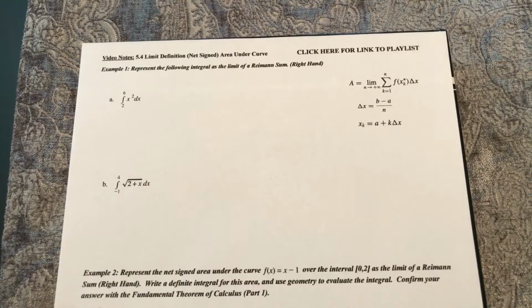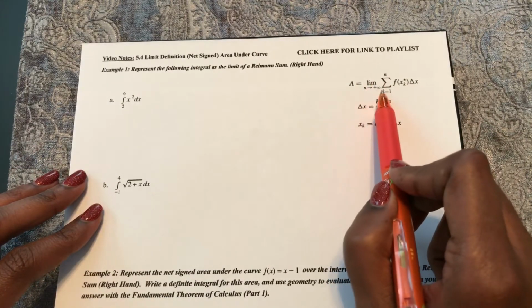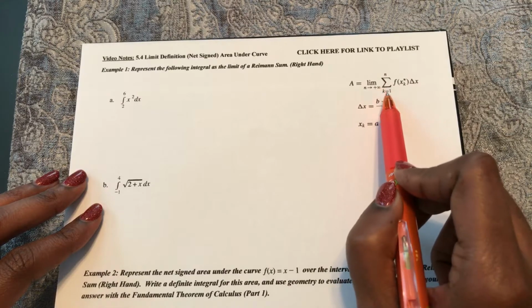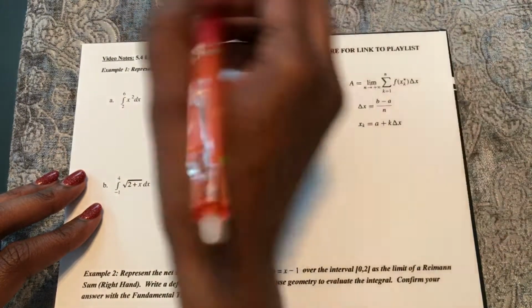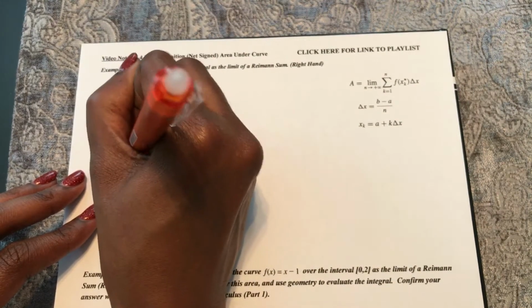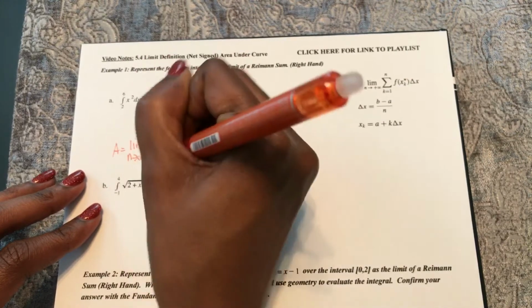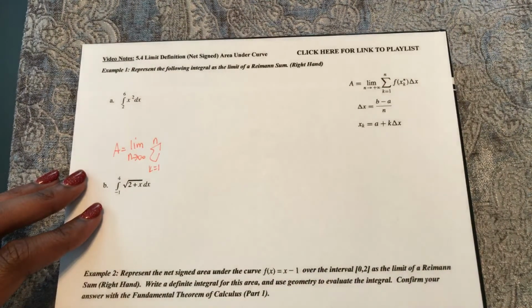So here in example 1, we want to represent the following integral as the limit of a Riemann sum. And note we're going to use right-hand Riemann sums. So that area is going to be the limit as n approaches infinity of the sum from k equals 1 to n. So it's going to be area equals the limit as n approaches infinity, sum from k equals 1 to n. That will never change.